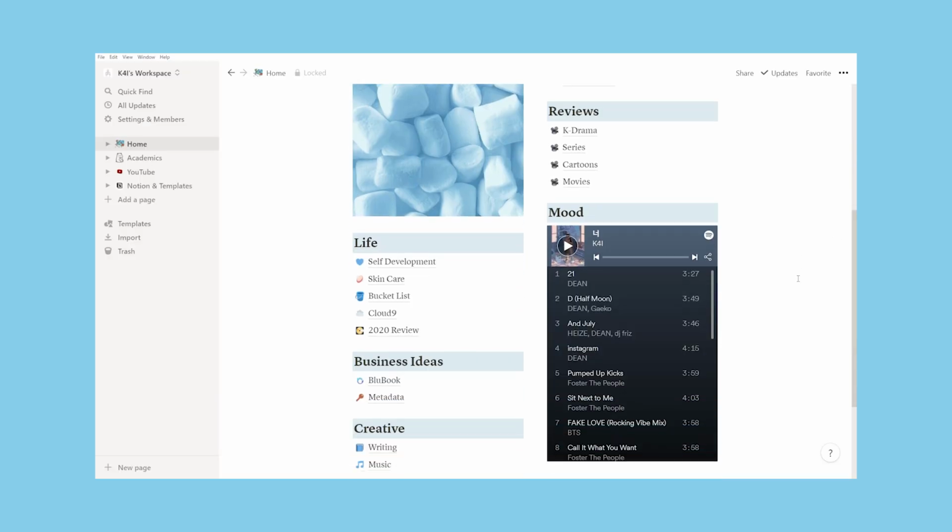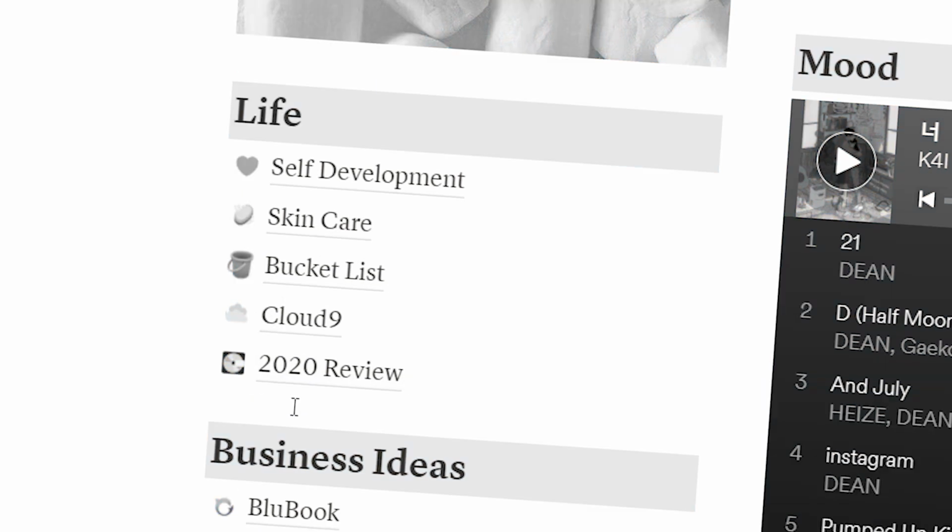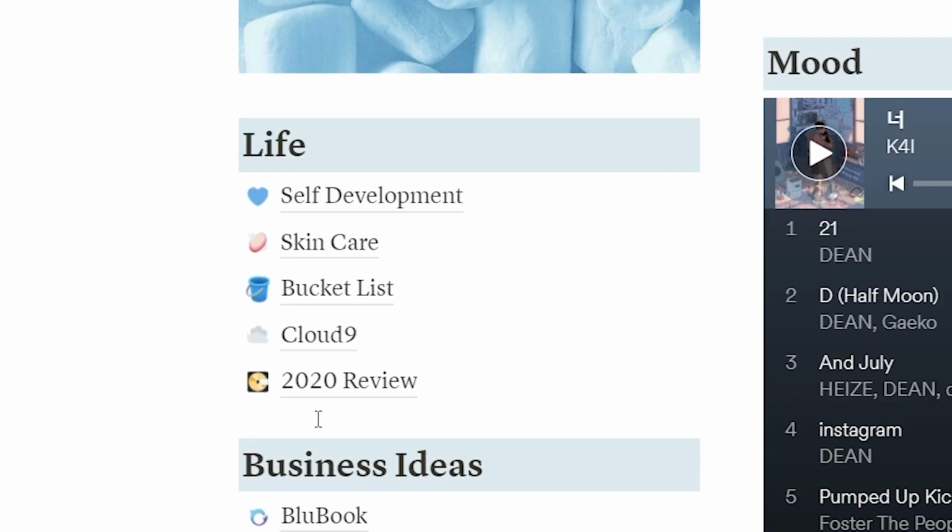Under the life category, I have different pages for different parts of my life. I mean, hence the name life category. I don't know what there is to explain about it, but I treat this category as a place where I can write things like self-improvement, bucket lists, etc.